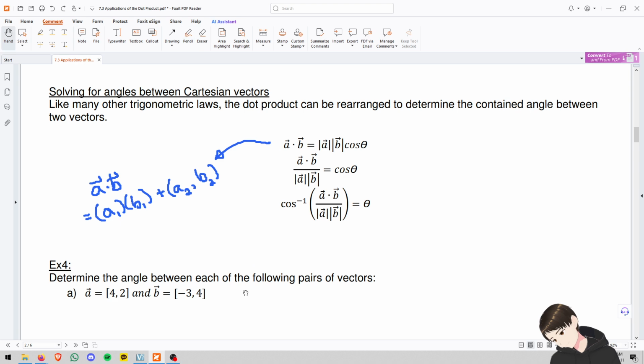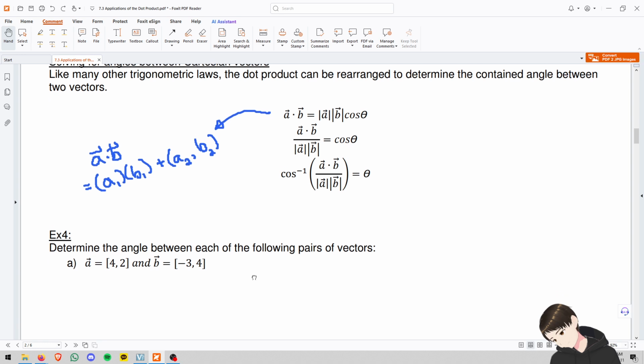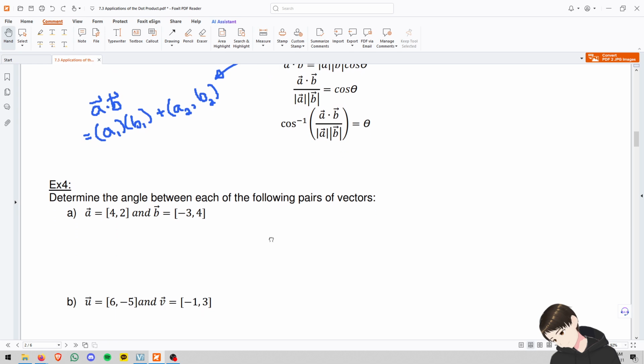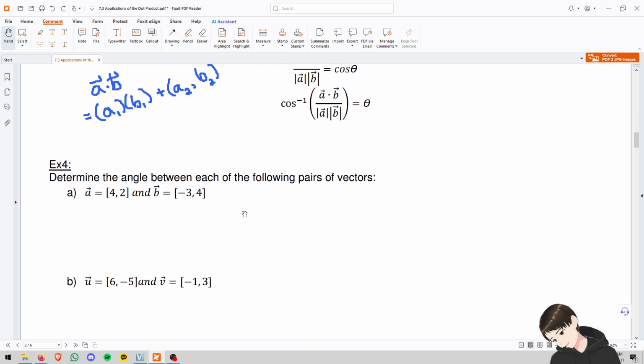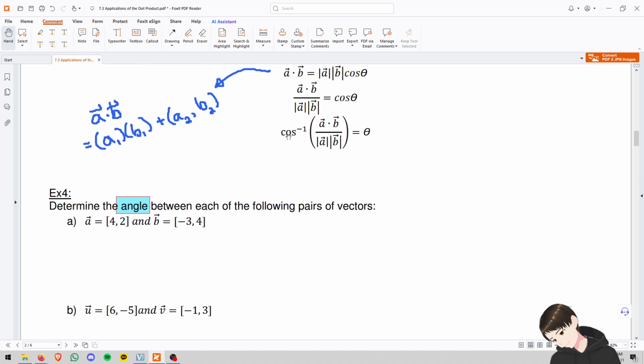For example, and we'll get back to this, okay? Determine the angle between each of the following pairs of vectors. How will we get the angle? You know that scalar. If you use this, that would be great. So let's say we try that.